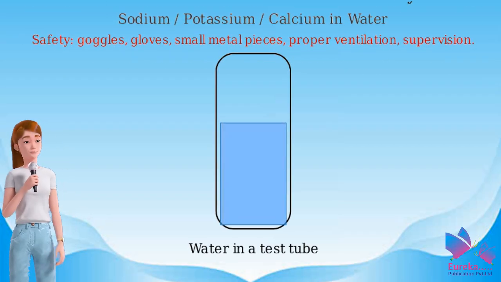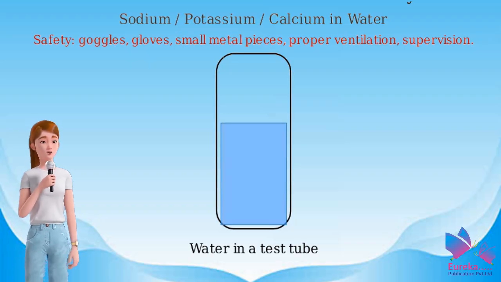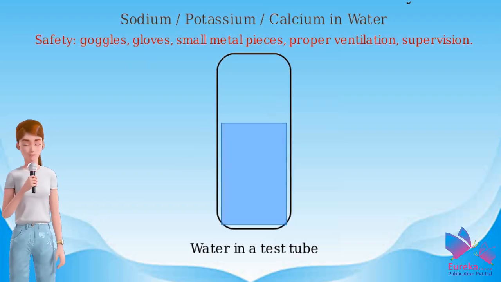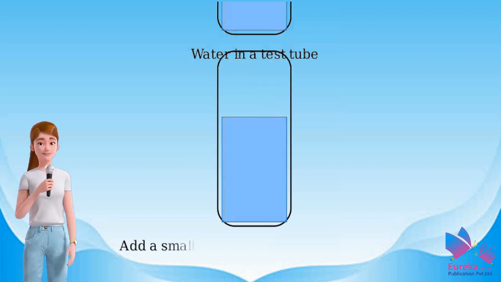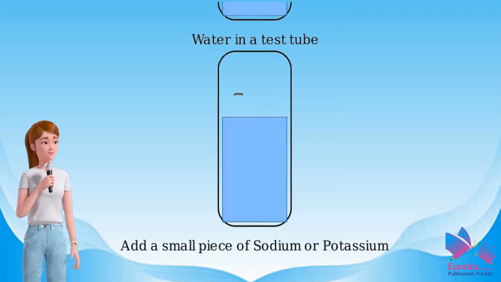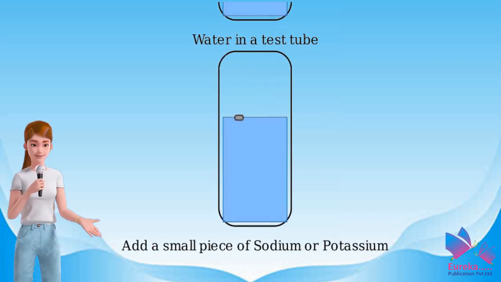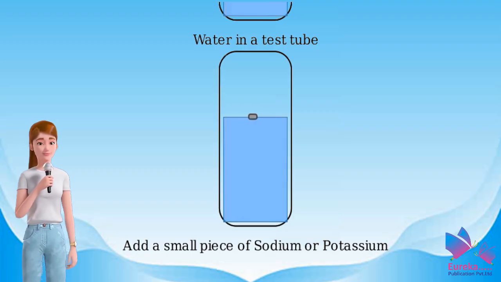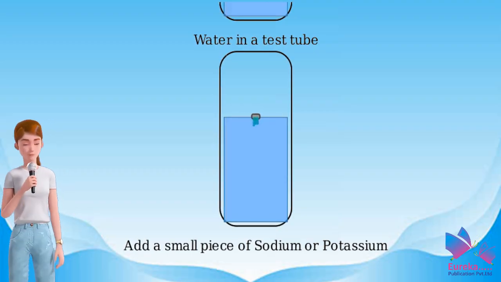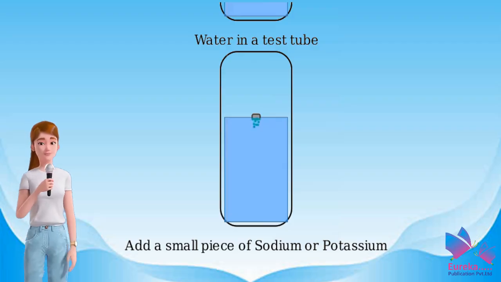Take some water in a clean test tube. We will use this as our reaction vessel. Carefully place a very small piece of sodium or potassium into the water. These metals are less dense than water, so they tend to float and skitter across the surface.